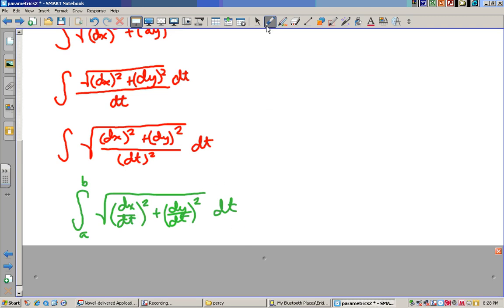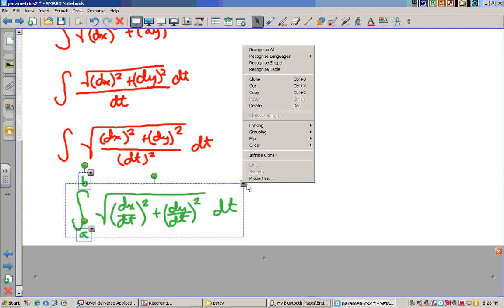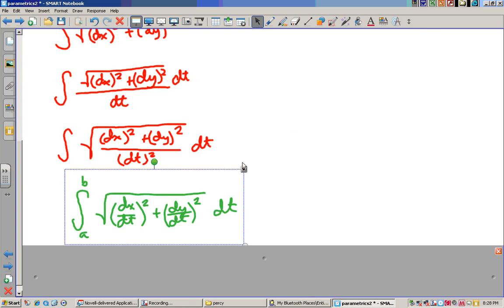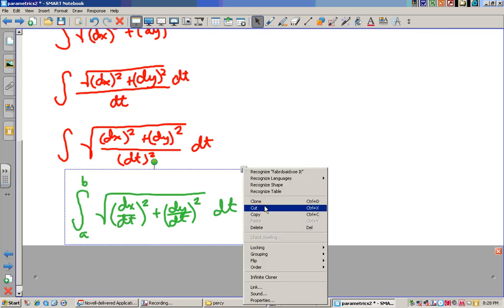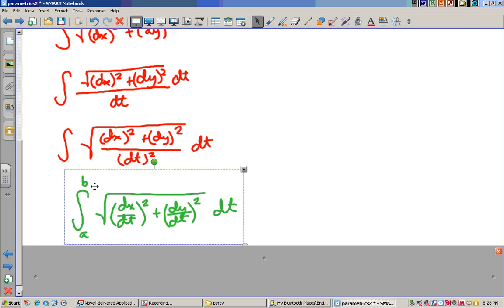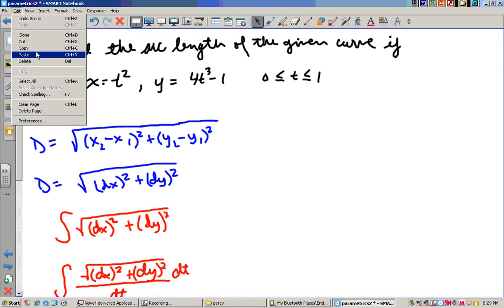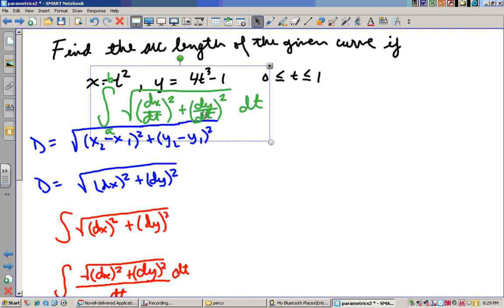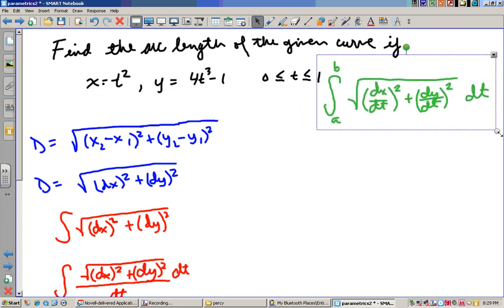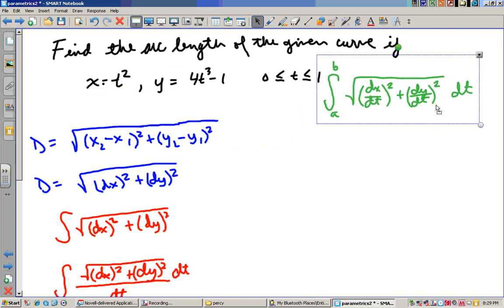So what I'm going to do is take this and bring it up here to see how we do our problem. Okay, so I'm going to use this formula now to finish up this process.